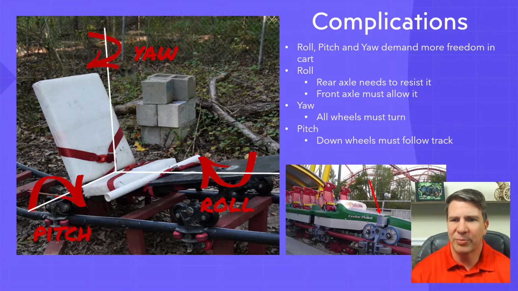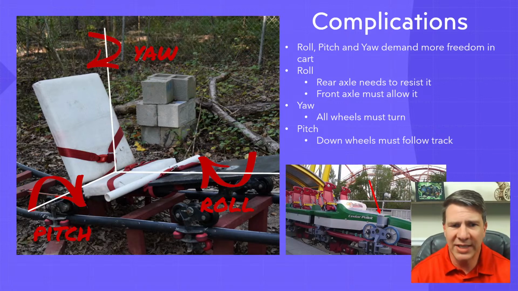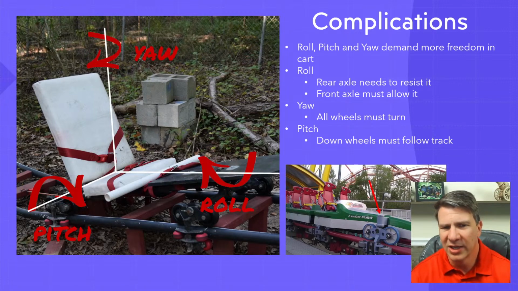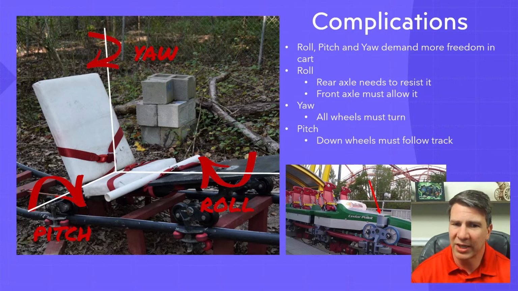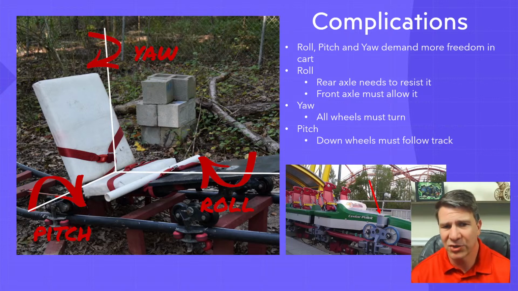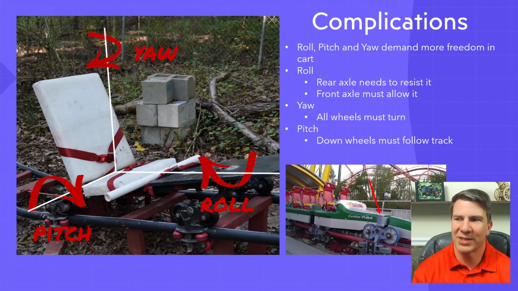And then finally, the pitch. We need the down wheels and the up wheels to follow the track. You can get by with only having 1 up wheel, so it doesn't follow the track. But there's a lot of reasons why not to do that, and that's definitely outside of the scope of this video.